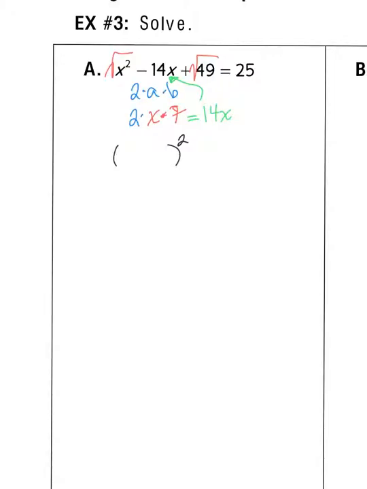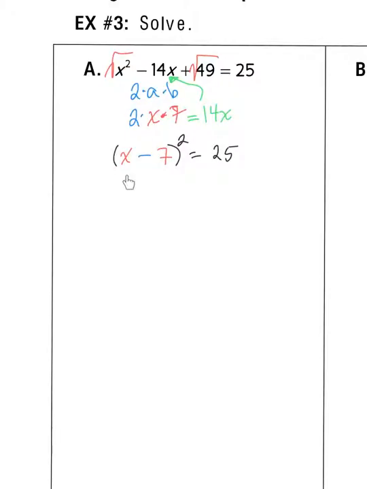And if you recall, each of these terms is going to contribute something into this factoring. So each of these square roots is going to go here, the x and the 7. So x and 7. And then the sign of the middle term goes here, so we're going to put a minus in the middle. And then equals the right side, which is 25.